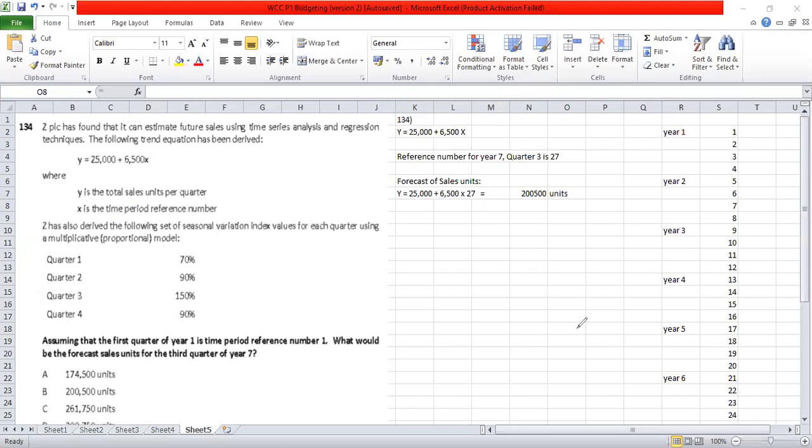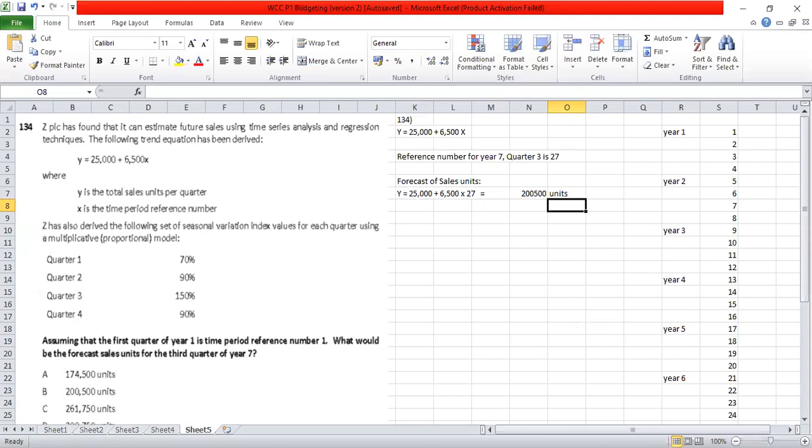So after the trend is established, after the forecasting is taken up, it also has to include various variations, seasonal, cyclical, and any residual variation that also has to be incorporated. So now here for quarter 1, it says that it is 70%. Quarter 2, it is 90%. Quarter 3, it is 150%. Quarter 4, it is 90%.